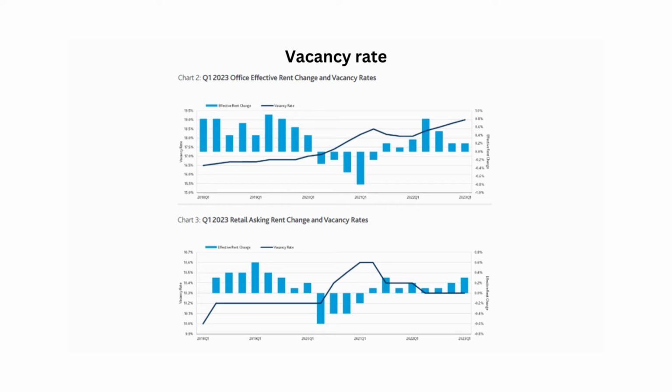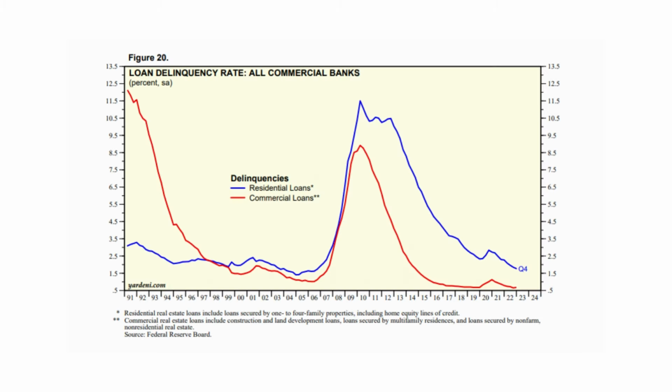The vacancy rate of office is going parabolic, but retail right now is flat. Right now we are seeing a few retailers going out of business, for example Bed Bath & Beyond, and we do not know how it will impact the retail vacancy rate. So these two charts are very crucial to see how commercial real estate is going to be in future.